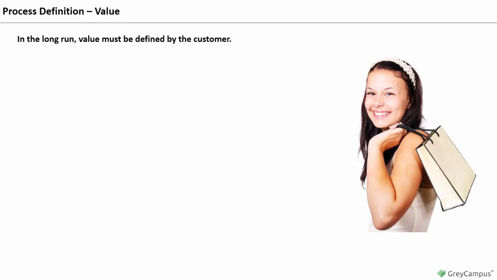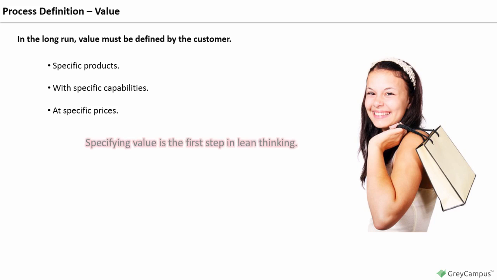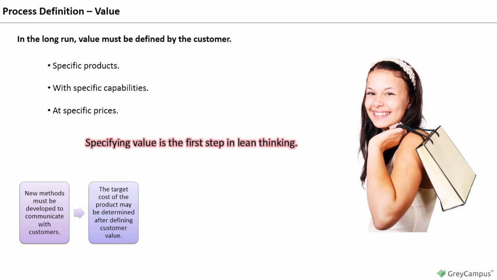In the long run, value must be defined by the customer. The customer wants specific products with specific capabilities at specific prices. Specifying value is the first step in lean thinking. New methods must be developed to communicate with customers, to get closer to them, and to find out what they want. Once value is determined, a firm must go back again and again to determine if they really have the right answers. The target cost of the product may be determined after defining customer value.